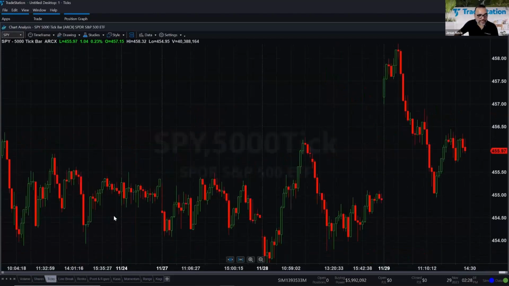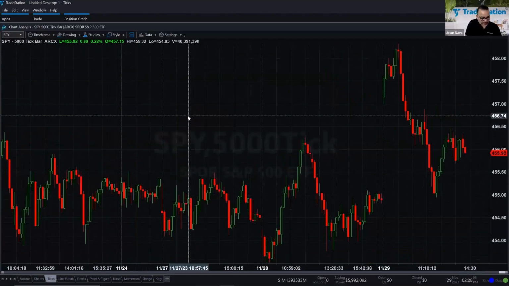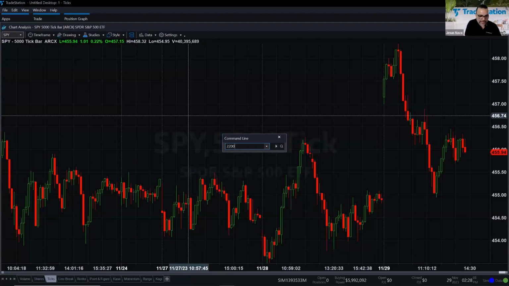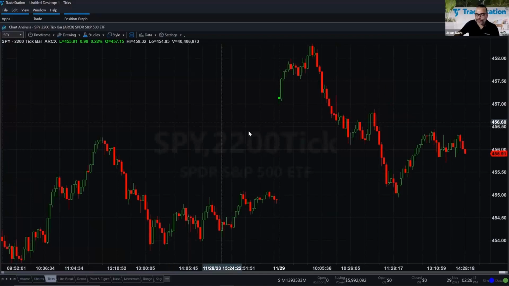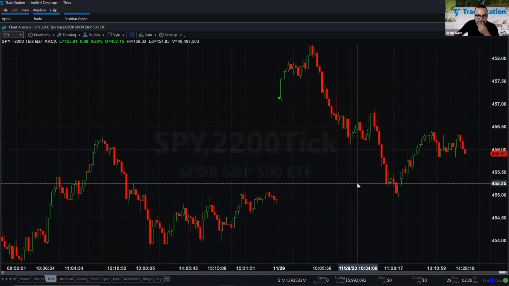So I'm going to go to the ticks chart and set 2,200. Notice that I'm typing it in right here into the command line and following it with the word ticks. 2,200 ticks. I hit enter, and this chart, of course, is going to build the candles every time that Spider trades 2,200 times, which is pretty cool. The more trades there are, again, the more candles I'll receive.